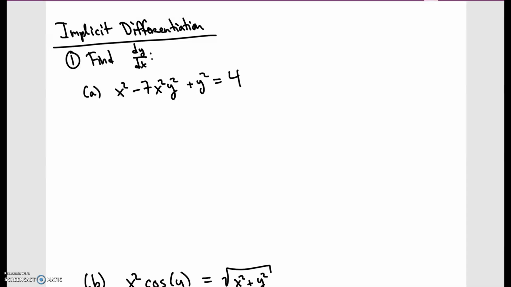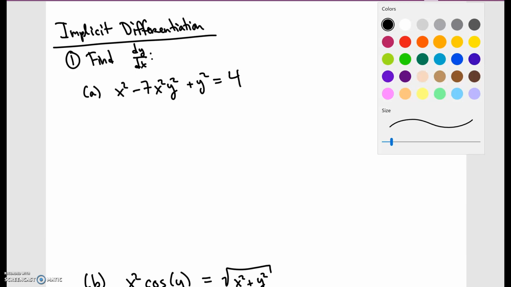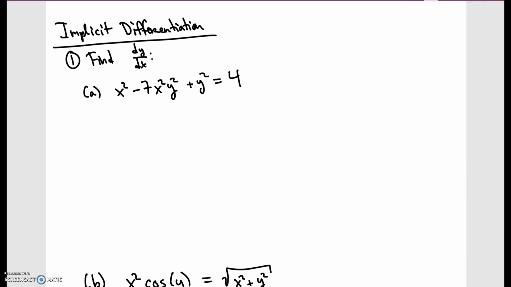Here are two implicit differentiation problems. So in class, we did problems like this, and I think it will be useful to do a couple more. Remember that when we're doing implicit differentiation, we want to use the chain rule when we're taking the derivative of y. So the first thing I'm going to do is take the derivative of every single term.